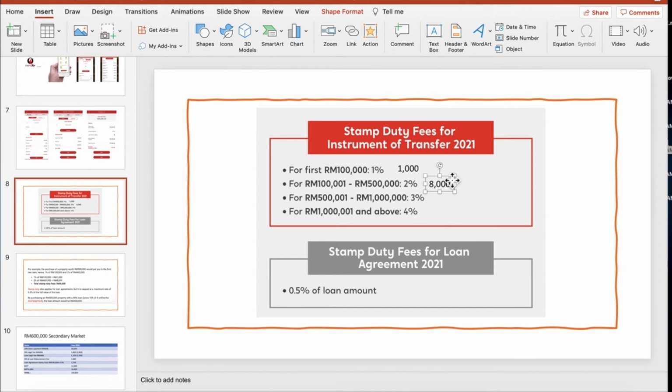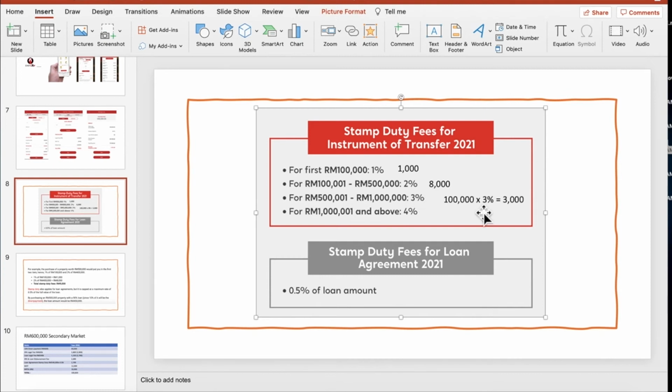Okay, if your property price exceeds 600,000, you will come into the third tier already. So the third tier will be 100,000 times 3% equal to 3,000. Why? Because the first 100,000 falls into the first tier, the next 400,000 falls into this tier, and your property price is now 600,000, so the last 100,000 falls into this tier, so it's 3%.